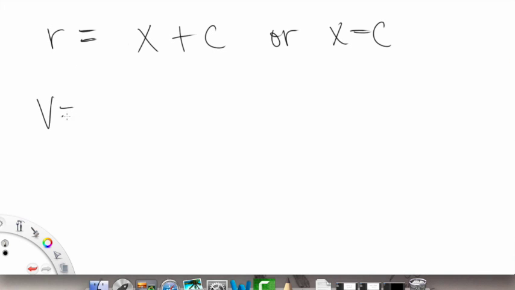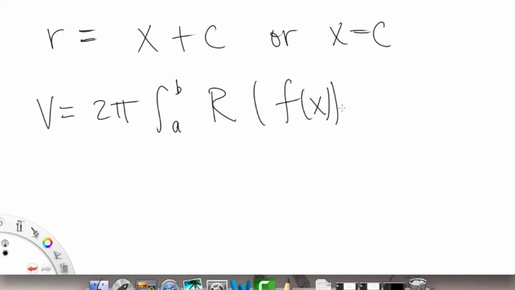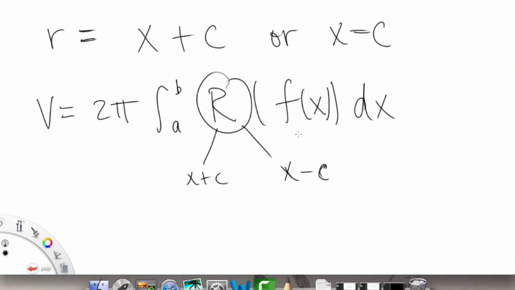I'll show you what the entire formula would look like on the next slide. What we just found is that when you have a different axis of rotation, the radius is going to be right minus left, which could be x plus c or x minus c, depending. All we have to do is look carefully at the picture and go from there. So v, our volume, is going to read 2 pi times the integral from a to b of r, lowercase r, I'm just denoting a radius here, times our function f of x, and then dx. And r is either going to be x plus c or x minus c, and that depends on the problem.